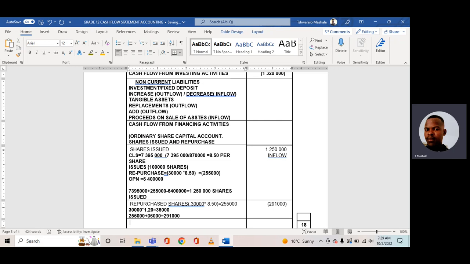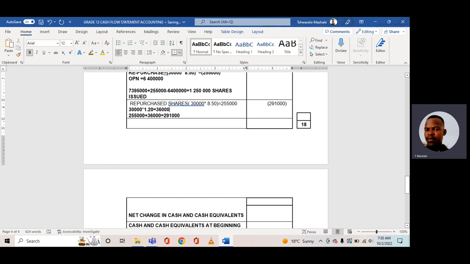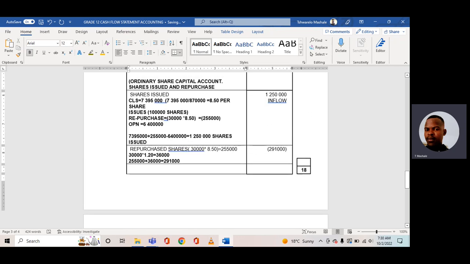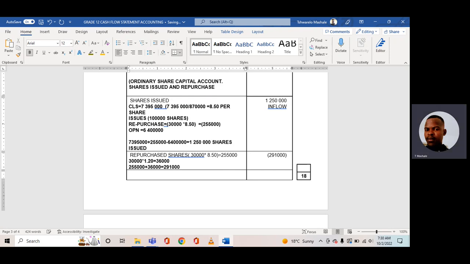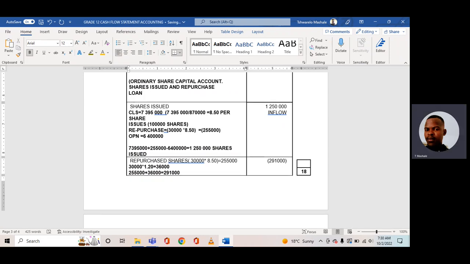And then the other part will be the loan. You need the loan now. You must go and check the loan. On the loan, it will tell you whether you are taking a loan or you are paying that loan. So let me get it. And on this loan, it's either you increase or you decrease the loan.